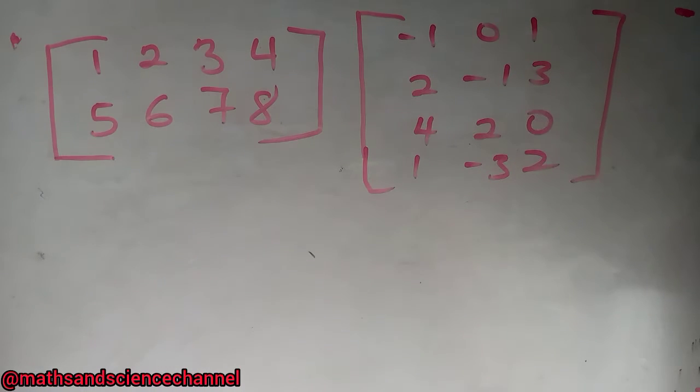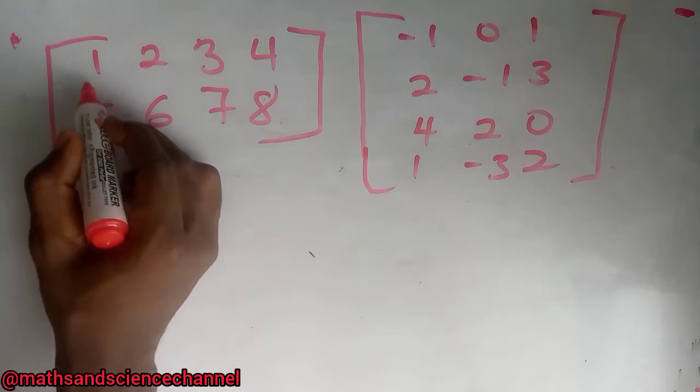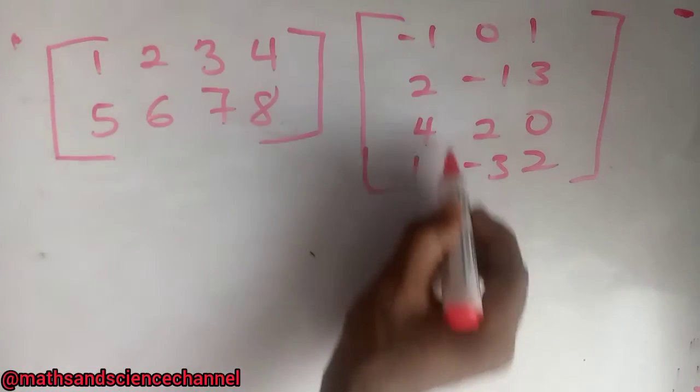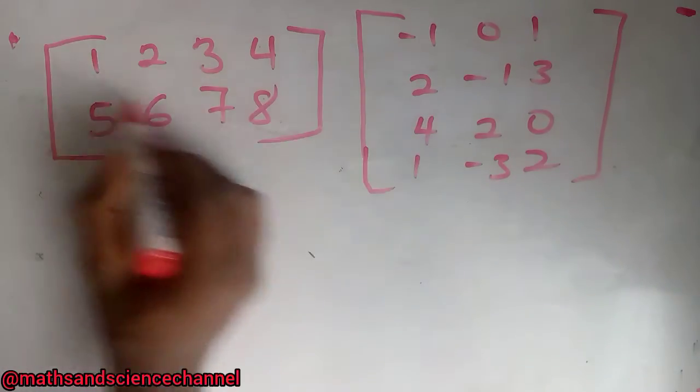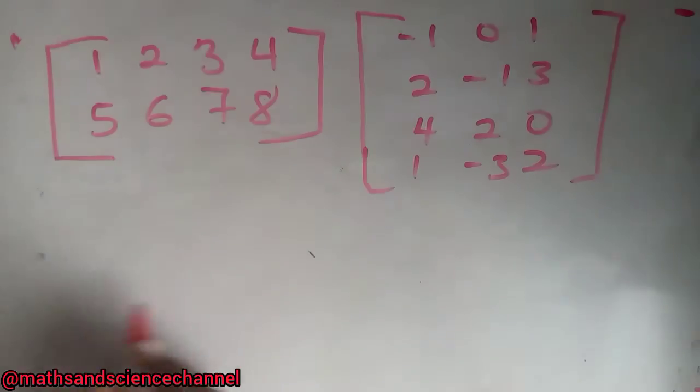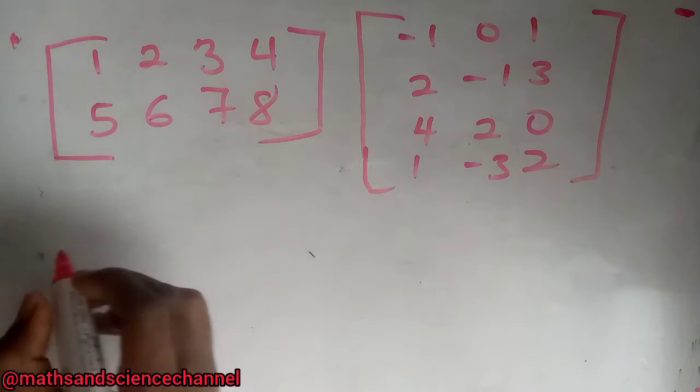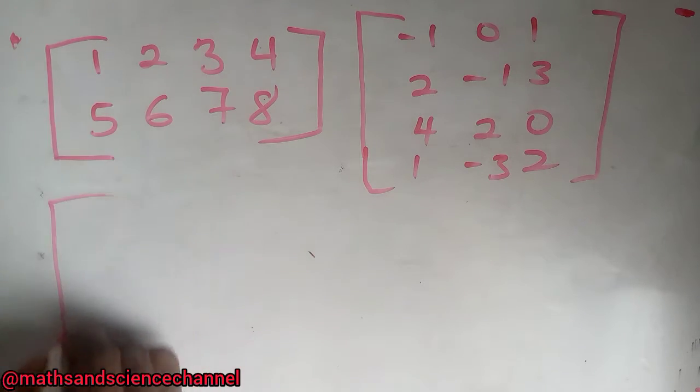Channel. Now in this section we have a 2 by 4 and a 4 by 3 matrix over here. So now let's look at how we can find the product of these two matrices. What we are going to do, as we have always been doing, is always the row multiplied by the column, the row multiplied by the column, and then the row multiplied by the column. So that's what we are going to do in this case. So now let's look at how we are going to do this.